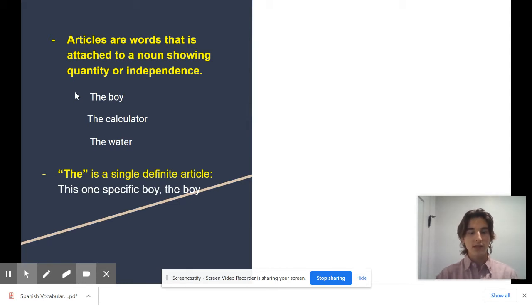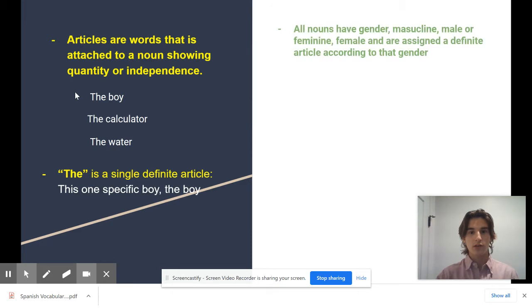This is a really easy concept in English because the only article we use is "the". We don't have to change it depending on gender, which is something that you have to do in Spanish. It may be a little weird, but all nouns in Spanish have a gender. They're either masculine or feminine. And because of this, we need to assign different definite and indefinite articles according to that gender. Let's look at some examples.